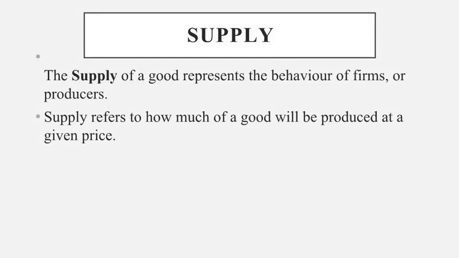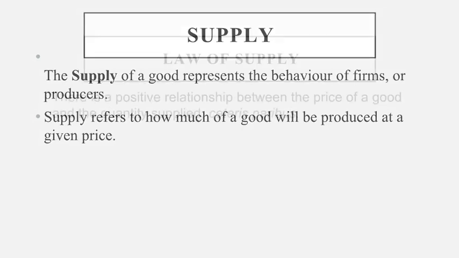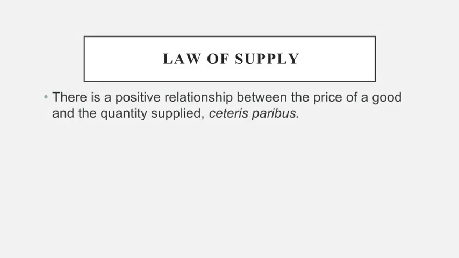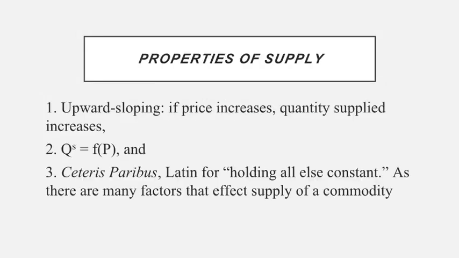The supply of a good represents the behavior of firms or producers. Supply refers to how much of a good will be produced at a given price. There is a positive relationship between the price of a good and the quantity supplied, ceteris paribus. Upward sloping: if price increases, quantity supplied increases, too. QS equals F(P). Ceteris paribus, Latin for holding all else constant, as there are many factors that affect supply of a commodity.